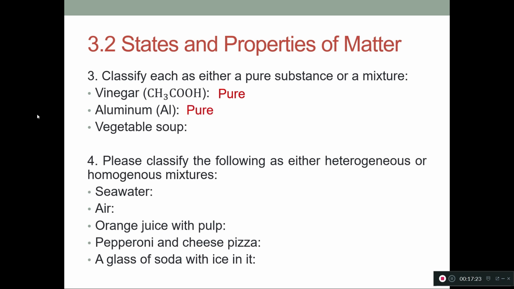Then vegetable soup, this would be a mixture. We have a bunch of different types of things in there. They're not just all one compound. It's made out of tons of different types of compounds, and so that is a mixture.